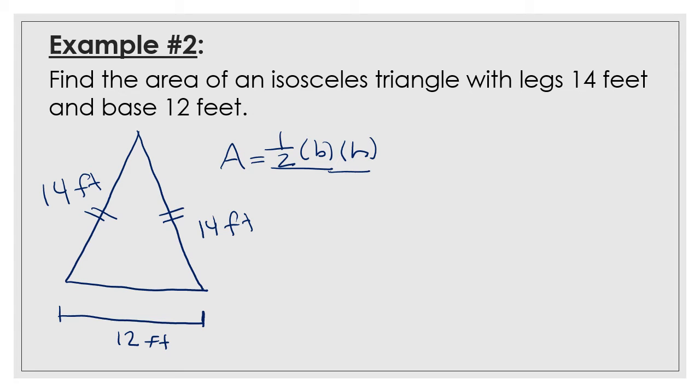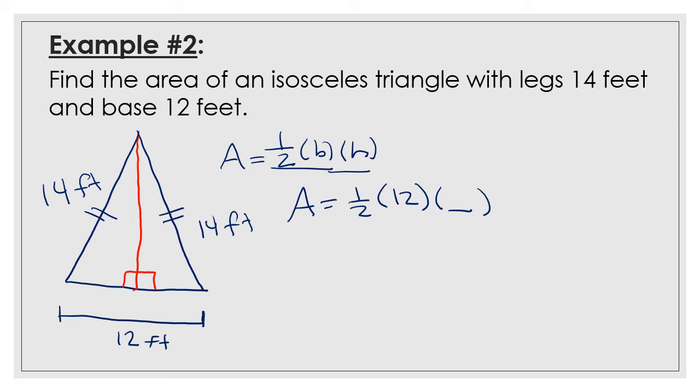So that means I need the length of my base. That's good because if I look at my picture, I know my base is 12. And the problem is I do not know my height. Your height is going to be this segment right here, the altitude of the triangle. And if you recall, the altitude is perpendicular to the base, so it forms right angles.